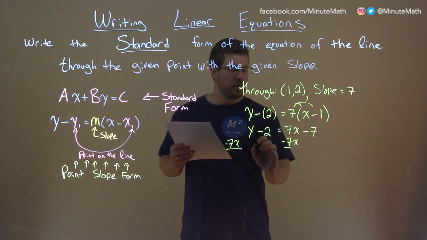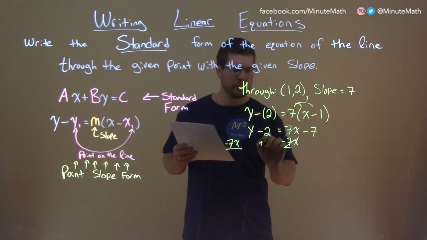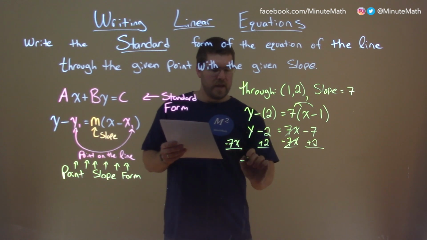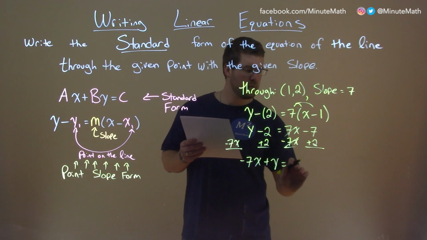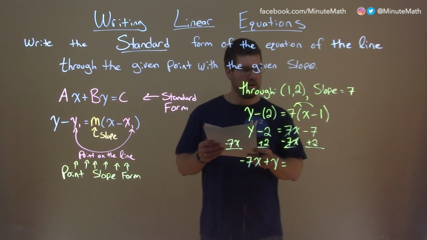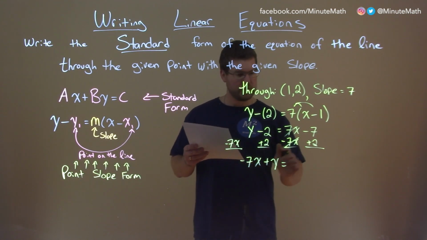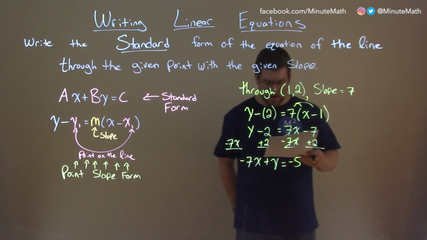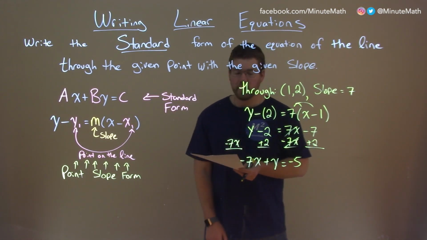And then what we're going to do here, that cancels that out. And then also add a 2 to both sides. Let's bring that number over. We have a -7x here plus y equals -7 plus 2 is a -5 here, okay? And that is a version of our slope, or standard form here.